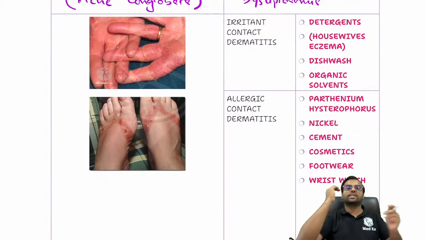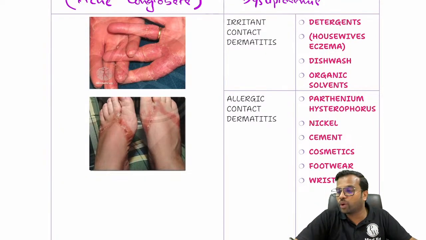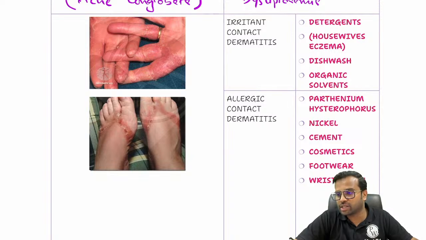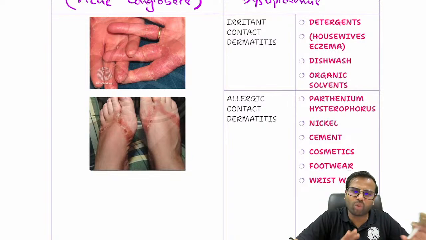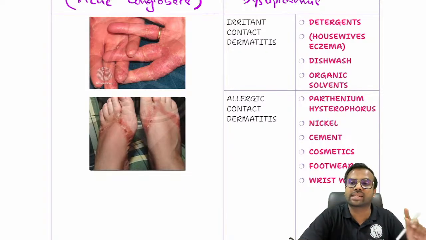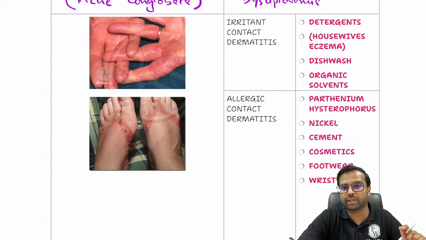Now, after discussing acne vulgaris, we are going to talk about another one called contact dermatitis. In contact dermatitis, most likely they may give you an image or a clinical history, and they will ask you about the diagnosis. Remember, there are two types of contact dermatitis. One is irritant contact dermatitis. The other one is allergic contact dermatitis.